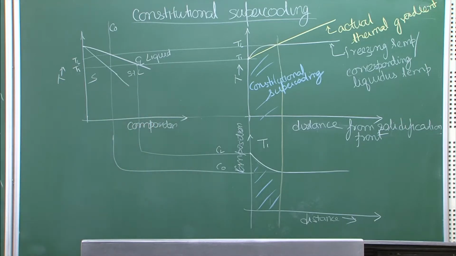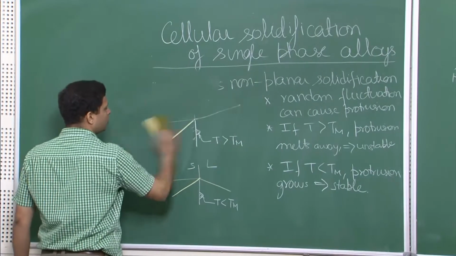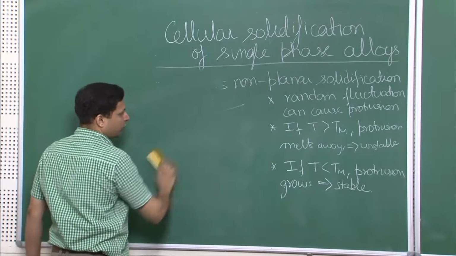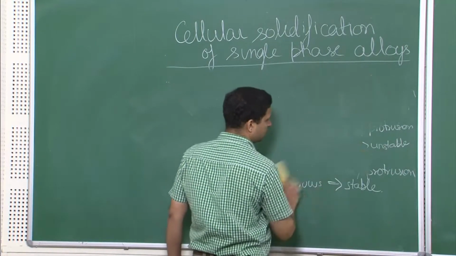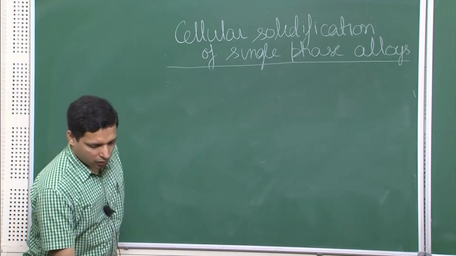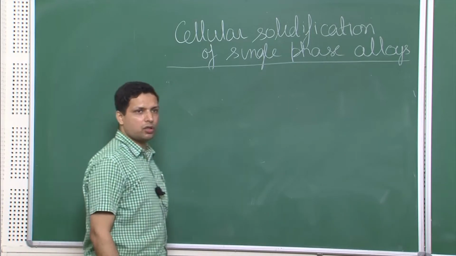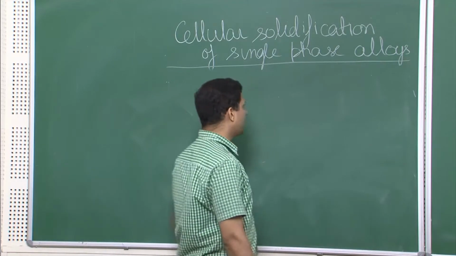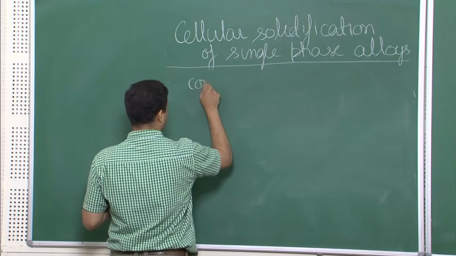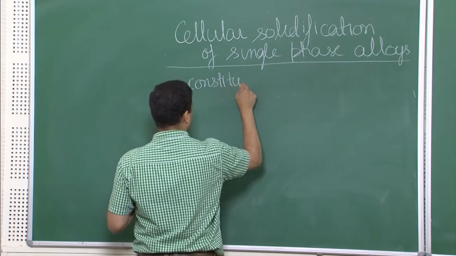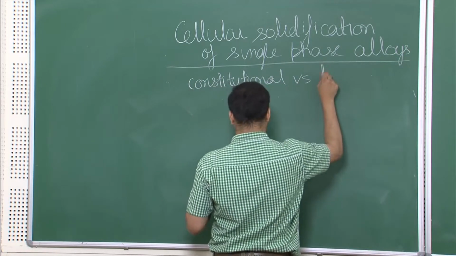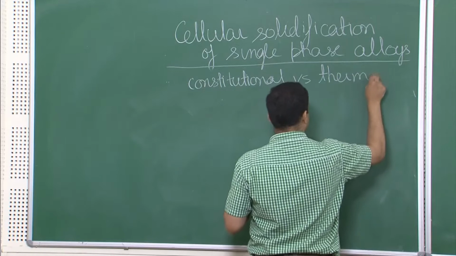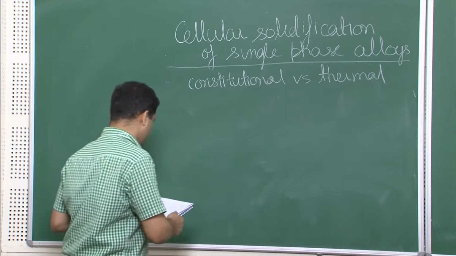Now, we have looked at constitutional supercooling. So at this point it is a good idea to compare, or to be able to differentiate between, constitutional supercooling and thermal undercooling. Both are different things, and in the liquid you can have both constitutional supercooling as well as thermal undercooling. So let us look at constitutional versus thermal.